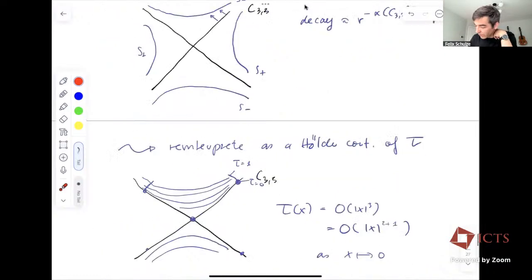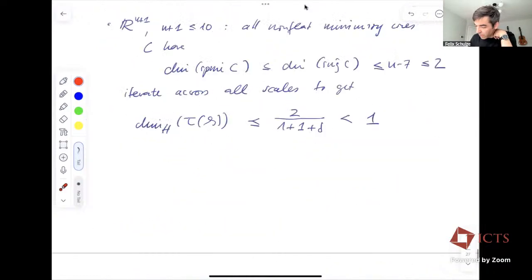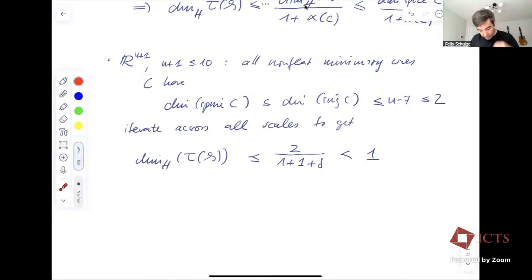Okay, so this is the basic idea up to dimension 10. In the last 15 minutes, I'll try to explain to you how to get to dimension 11. And dimension 11 is borderline. Now I'll explain why. Okay, now let's do R^11.